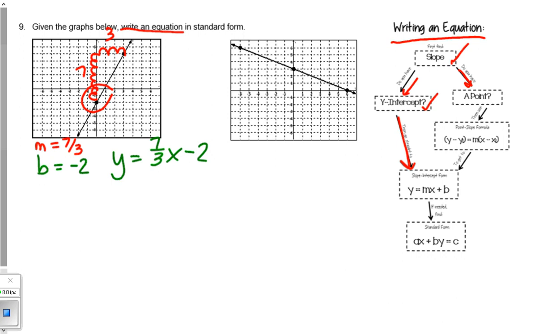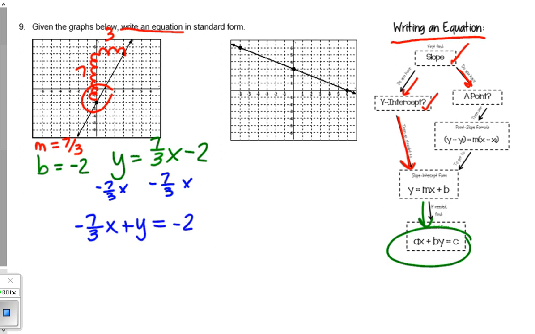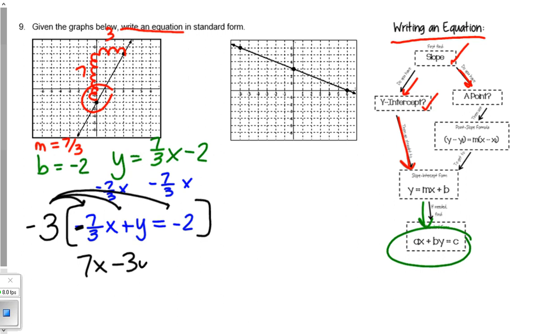But they want standard form, so I have to go one step further to get to my final destination. So I'm going to subtract 7/3 x. So -7/3 x plus y equals -2. Now again, this is not good on two accounts. I can't have this negative right here, and I can't have 7/3. I can't have a fraction. So I'm going to multiply by a negative to get rid of the negative, and then a 3 to get rid of that 7/3 because it's the denominator. So then I multiply all the way across. So I get 7x minus 3y equals 6. Here's my final answer.